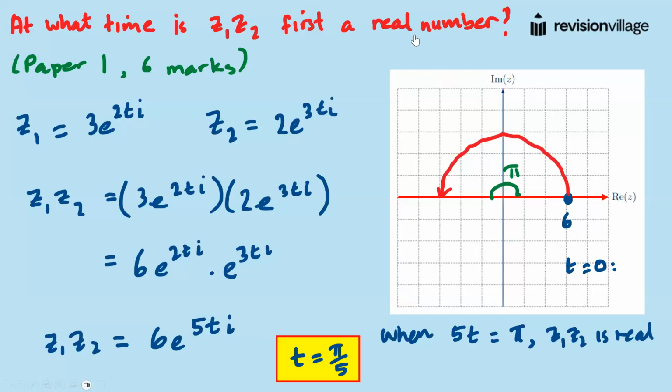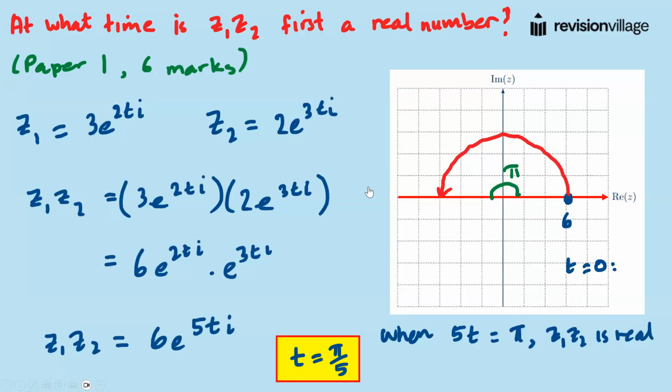So I was just saying there that this question could have said, instead of when is it first a real number, when is it first an imaginary number? And just note, if we were trying to make this product imaginary, it would have to be sitting on the vertical axis. So that would be when the argument was pi over 2, or for example, later on, when the argument is 3 pi over 2. So a similar principle, finding when a function is completely real or completely imaginary, but when it's completely imaginary, it's going to be an odd multiple of pi over 2. So keep that in mind.